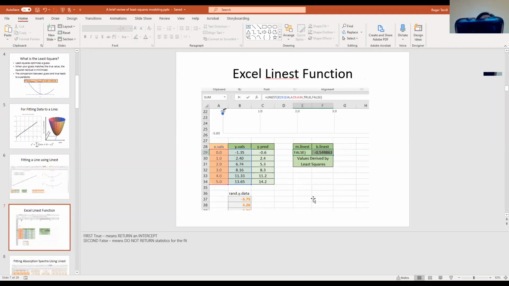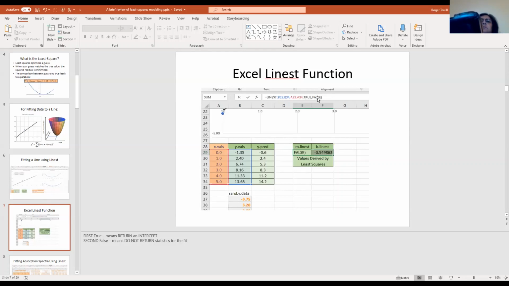The way that you use the function here is that you'll have a little block of data where you highlight these two cells. For example, we just want M and B. You'll highlight E29 and F29, right? Then you'll come up into the formula bar, you type equals LINEST, you give it the Y data, and then comma, the X data. If you want an intercept, you type true.